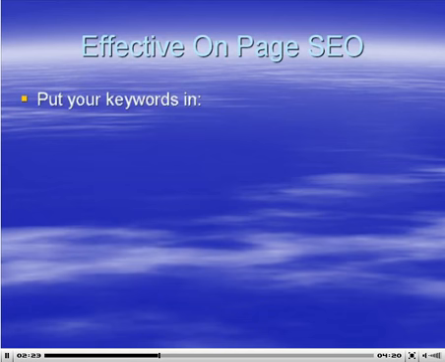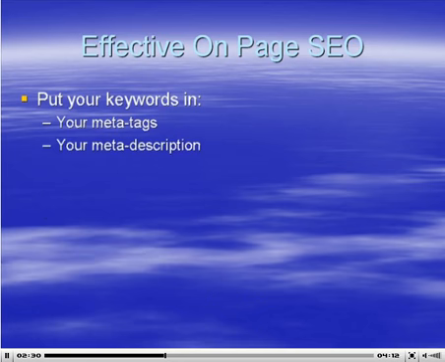So, let's talk about on-page SEO. You've got to put your keywords in your meta tags. You have a meta description, a meta keywords tag. Make sure these contain your keywords. Don't stuff them too much. Your meta description, for example, needs a couple of mentions, 2 or 3 mentions of the keyword.